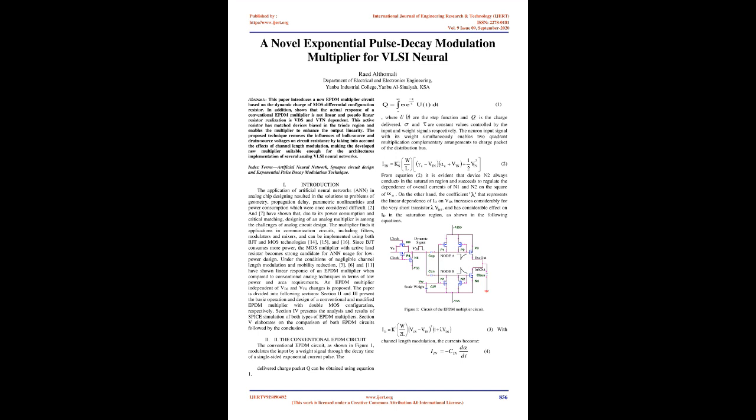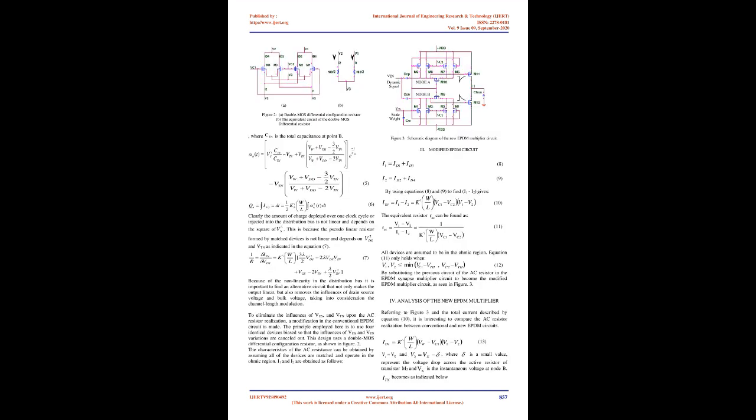Since BJT consumes more power, the MOS multiplier with active load resistor becomes a strong candidate for end usage for low power design. Under the conditions of negligible channel length modulation and mobility reduction, 3, 6 and 11 have shown linear response of an EPDM multiplier when compared to conventional analog techniques in terms of low power and area requirements. An EPDM multiplier independent of VDS and VTH changes is proposed. The paper is divided into the following sections.